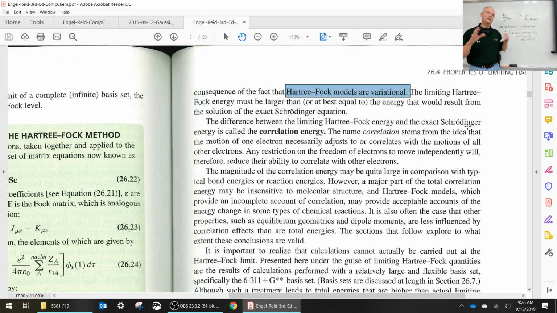Okay, they've done some things to kind of correct for that to make sure that they can get back to this variational principle, but HF methods definitely are variational. So if you can get a lower energy with the HF method, you're getting closer to the right answer.